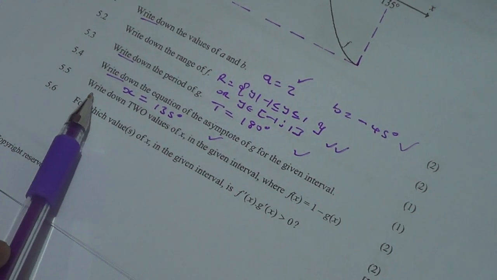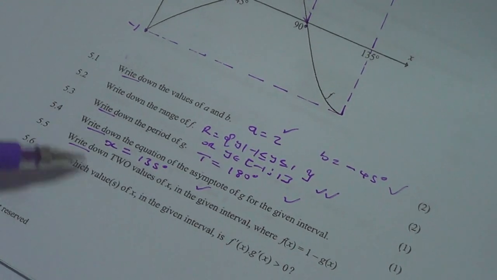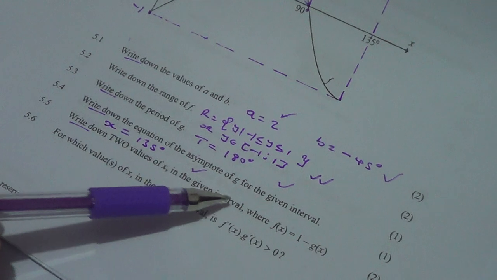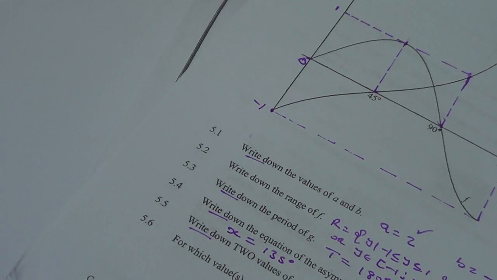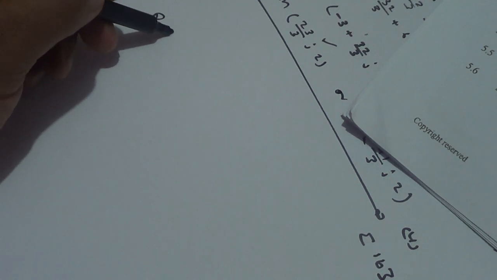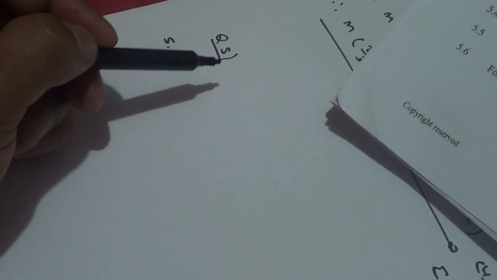Now start doing some situations. Now it says write down 2 values of x in the given interval where f of x equals 1 minus g of x. So the first thing you want to do for that last question there, because it will do a bit of a number on someone who's not careful. So let's just do here our question 5. It was quite simple, you know. So I'm just going to write 5.5 because the others were answered on the question paper.